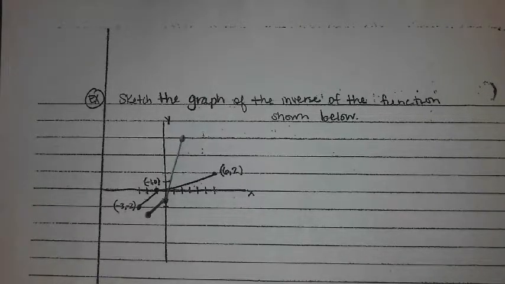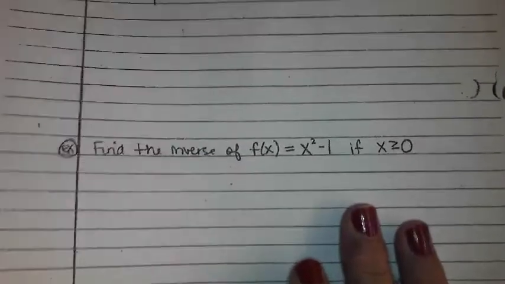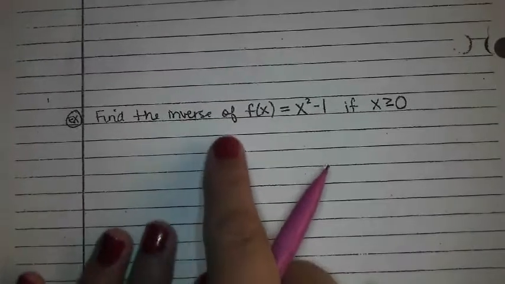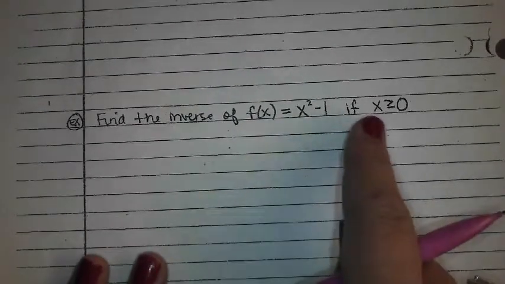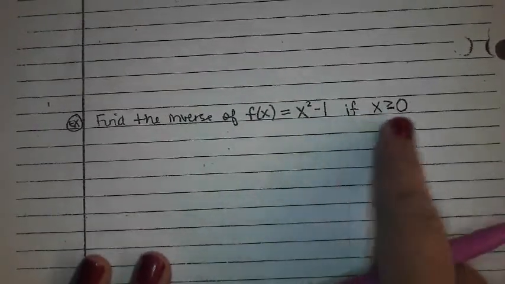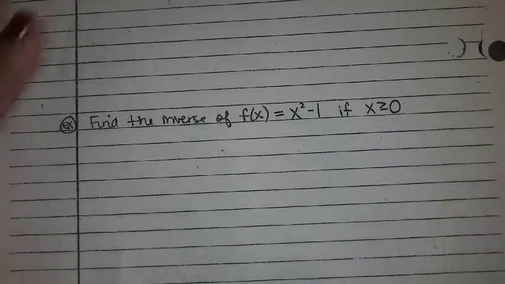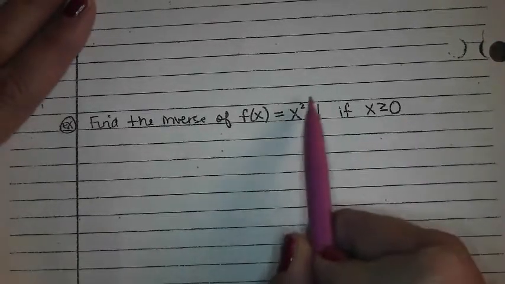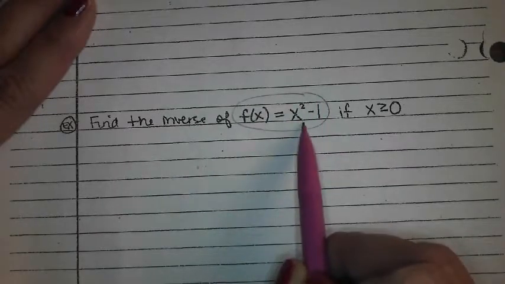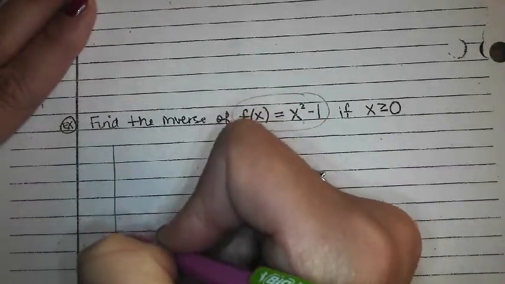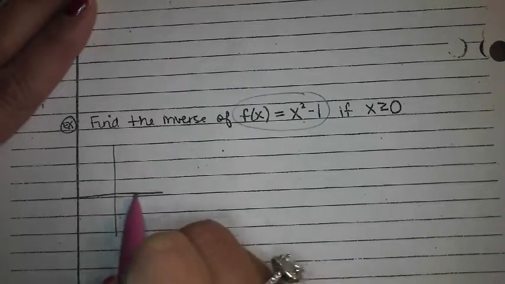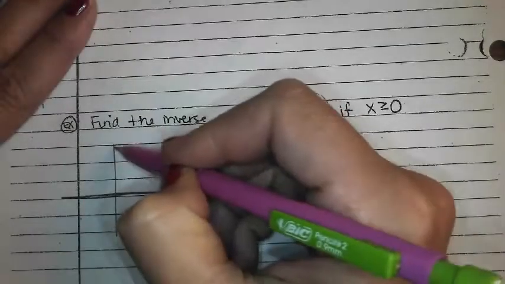Okay? And our last one. We're finding the inverse of this function only on a certain interval. So let's first sketch a graph of this. This parent graph is a parabola, and how has it been moved? How has it been transformed?